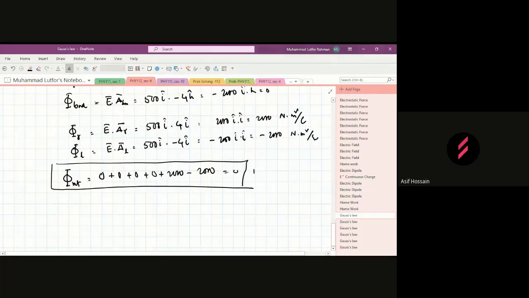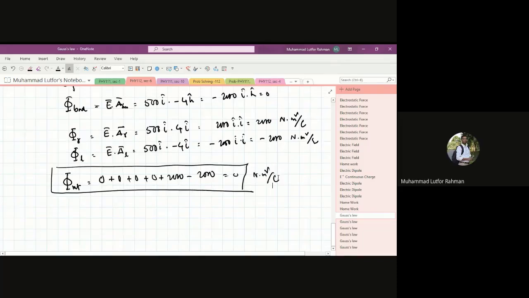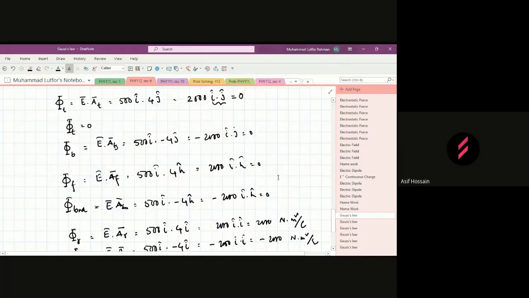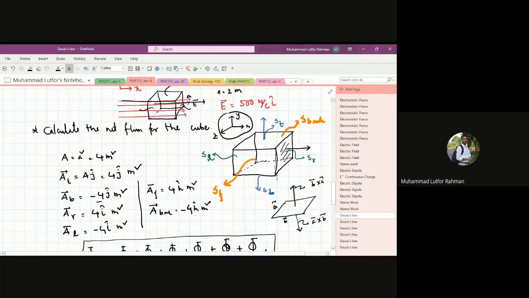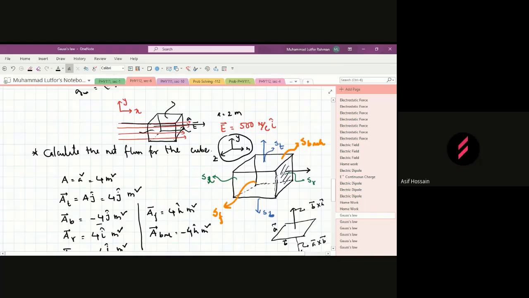So, after we did the scalar product, we got negative. Sir, won't that negative tell it is a vector? Flux is a scalar quantity, right? Yes, sir. So it cannot be a vector. So we got minus 200 and 200. What does that minus 200 mean?